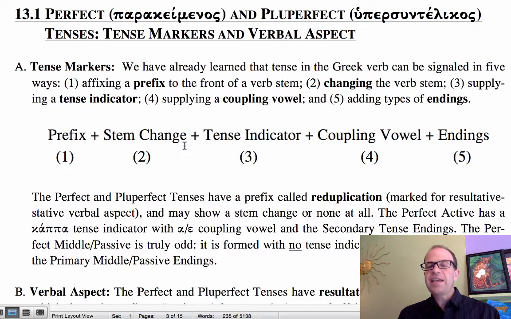And then the tense indicator for the perfect is kappa. So we're going to see a kappa with alpha, epsilon endings. And then we'll see the secondary endings. So the perfect active uses the secondary active endings. The perfect middle passive, which is in the fifth principal part, will use the primary middle passive endings.